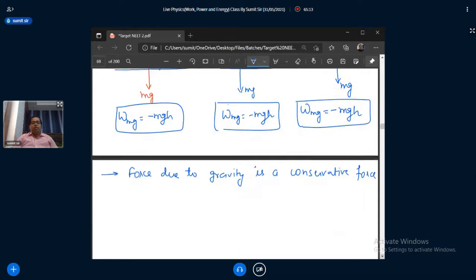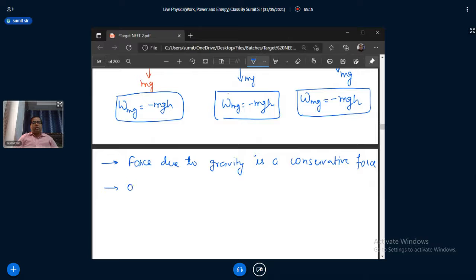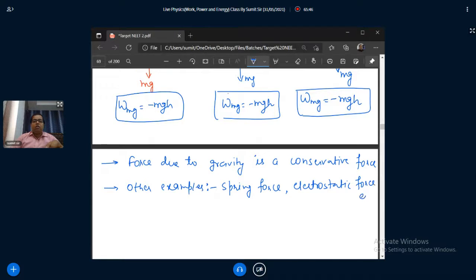And other examples, if I say other examples of conservative force, you can say spring force, and you can say electrostatic force, etc.